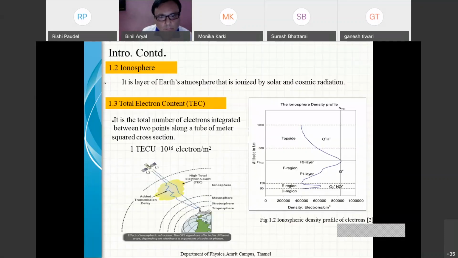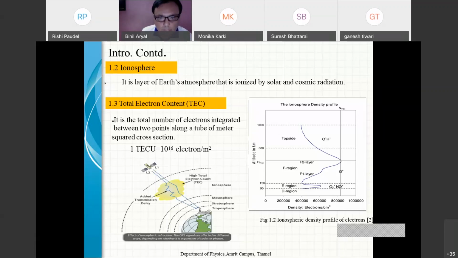It is a highly ionized layer of the upper atmosphere, which is directly affected by solar activity and other things coming from space. It has different parameters like ion temperature, electron density, and electron temperature. One of the basic and important parameters is TEC, the total electron content. It means the number of free electrons along the path between a satellite and a receiver. One TEC unit equals 10 to the power of 16 electrons per meter square.